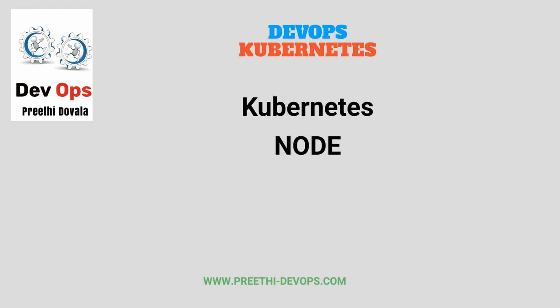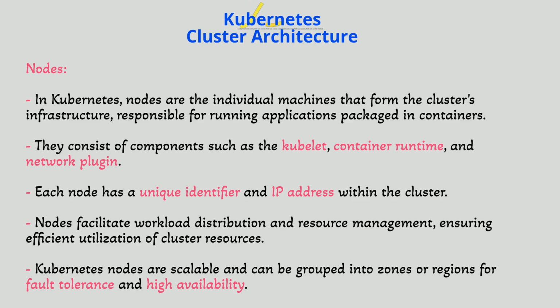Nodes. In Kubernetes, nodes are the individual machines that form the cluster's infrastructure, responsible for running applications packaged in containers. They consist of components such as the kubelet, container runtime, and network plugin. Each node has a unique identifier and IP address within the cluster. Nodes facilitate workload distribution and resource management, ensuring efficient utilization of cluster resources.